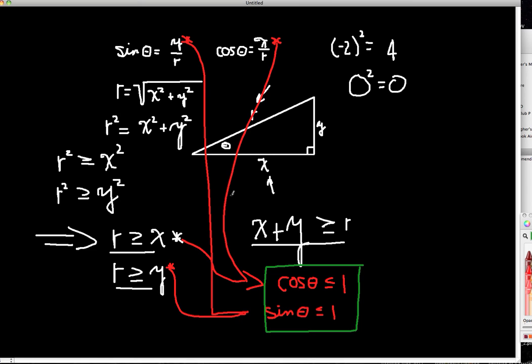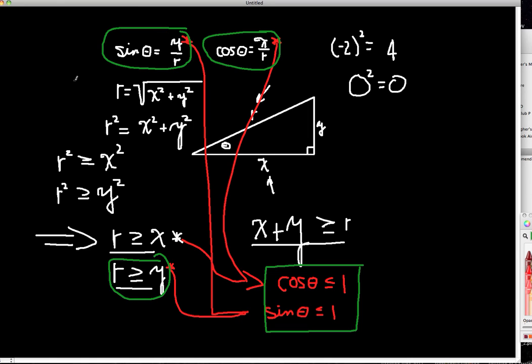So we have r is equal to the square root of x squared plus y squared. We have that r squared must always be greater than or equal to x squared. That tells us that r is always greater than or equal to x. That tells us here that cosine is always less than or equal to 1. Similarly, we get r is always greater than or equal to y, which tells me that sine must always be less than or equal to 1.